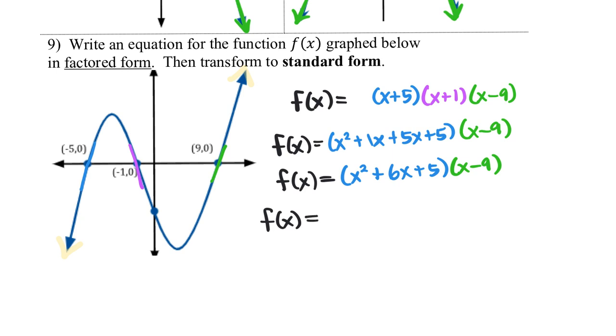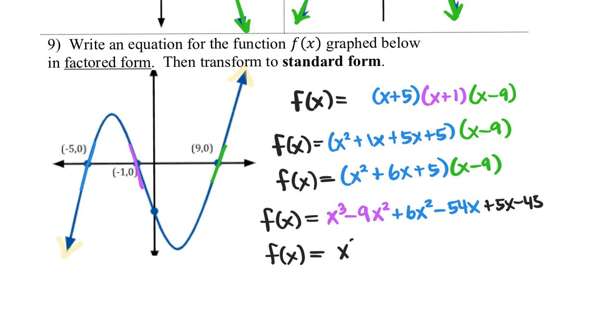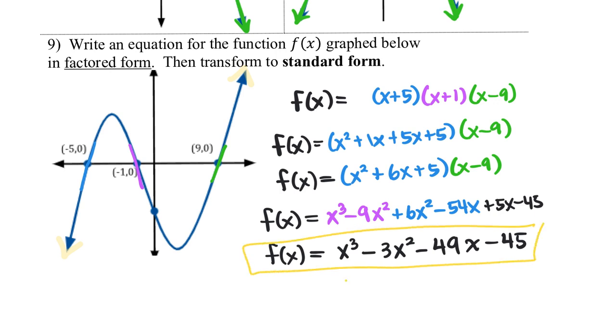What am I going to get? I'm going to get x cubed minus 9x squared plus 6x squared minus 54x plus 5x minus 45. And yours could be different, but you should have 6 terms. Let's fix this in standard form. x cubed minus 3x squared minus 49x minus 45. Now this is standard form. And I only did standard form because they asked me to.